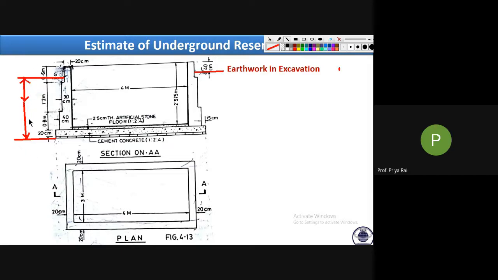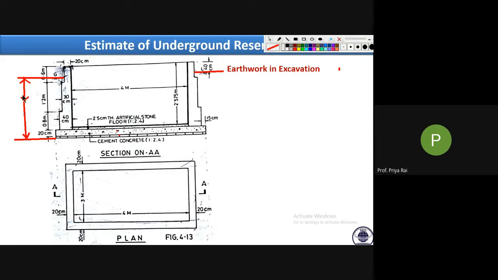Now, if we do the calculation, what should be the depth of excavation? Please remember, this is the BFS. First we are excavating the soil, then we are laying BFS, brick flat soling. Then we are constructing PCC. This is PCC, this is BFS. Then we are constructing other items. So we have to consider the thickness of this BFS also. Let us see, it is 100 mm BFS. This thickness is 100 mm.